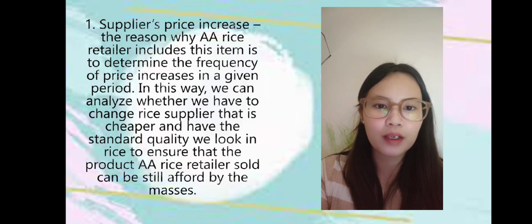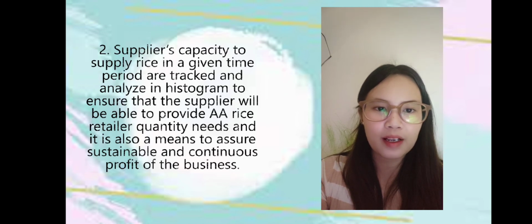In this way, we can analyze whether we have to change rice supplier to one that is cheaper and has the standard quality we look for in rice, to ensure that the product a rice retailer sells can still be afforded by the masses. Suppliers' capacity to supply rice in a given time period is tracked and analyzed in histogram to ensure that the supplier will be able to provide the rice retailer's quantity needs, and it is also a means to assure sustainable and continuous profit of the business.